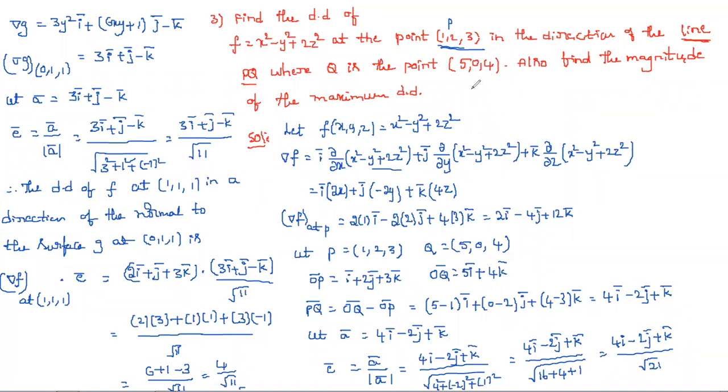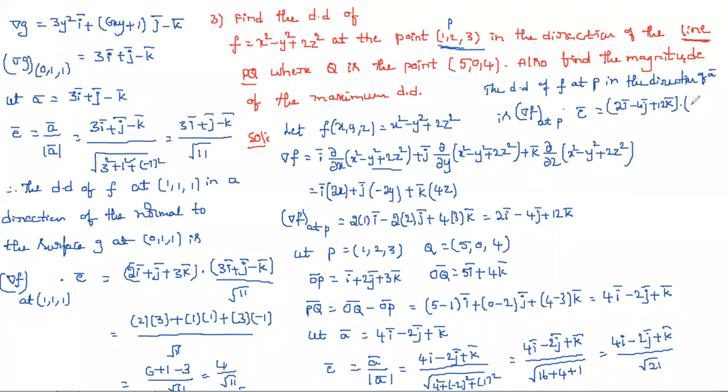So the directional derivative of f at P in the direction of the line PQ, which is chosen as a bar, is del f at P dot a bar. Here we have del f at P, which we got as 2i minus 4j plus 12k, dot 4i minus 2j plus k by square root of 21.